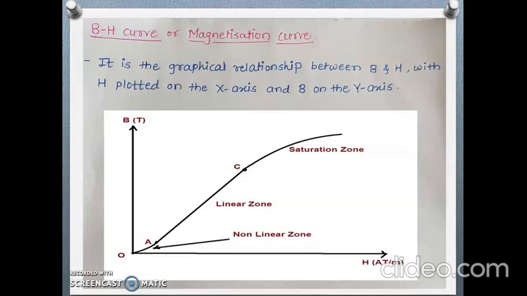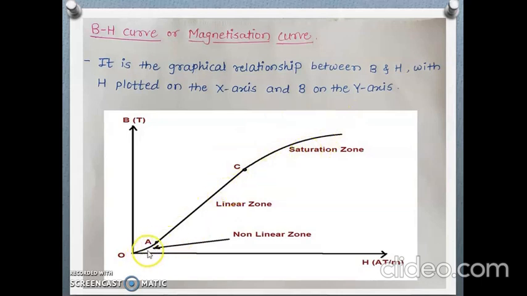The BH curve or magnetization curve is the graphical relationship between B and H, with H plotted on the x-axis and B plotted on the y-axis. Here you can see that B is on the y-axis, which is measured in Tesla, and H is on the x-axis, which is measured in ampere turn per meter. This is the graph we get when we plot B with respect to H. If we change H, the value of B is given by this curve. You can see there are three regions here.